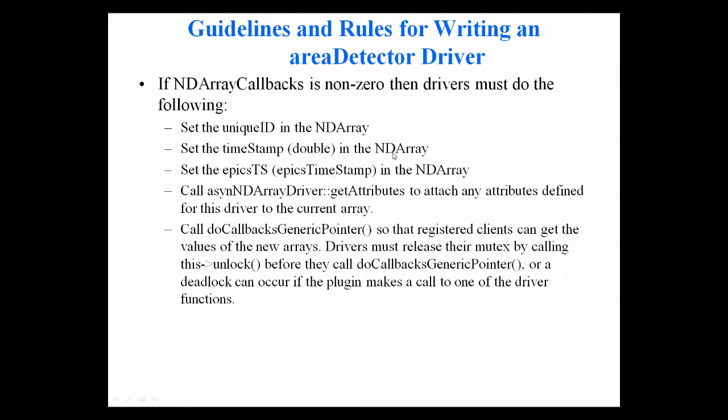So this double one is fairly useful because that's something you can directly plot if you've got NDArray objects, without having to go to a structure, which is an EPICS timestamp. But we do now have an EPICS timestamp in the NDArray as well, which it's doing from either epicsTimeGetCurrent, or you can replace the timestamp function in asynDriver. You want to call asynNDArrayDriver getAttributes.